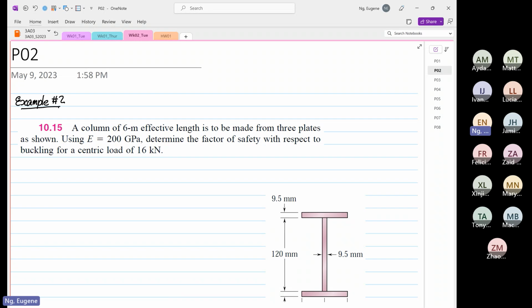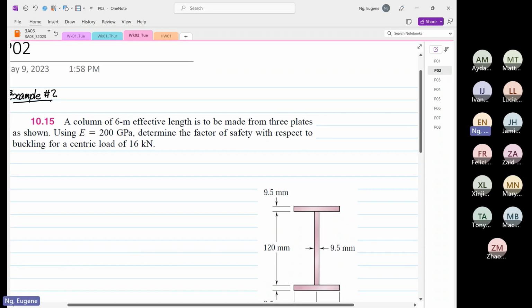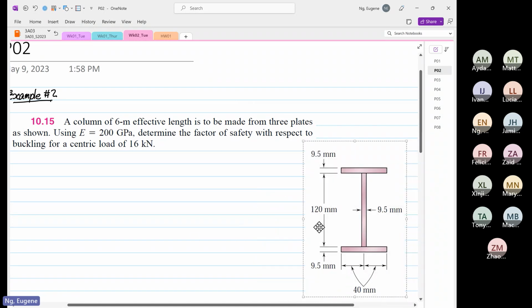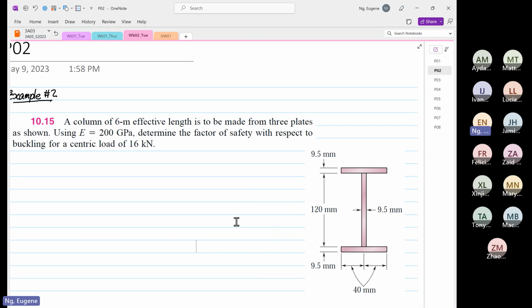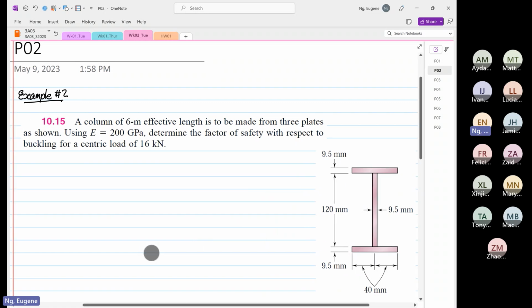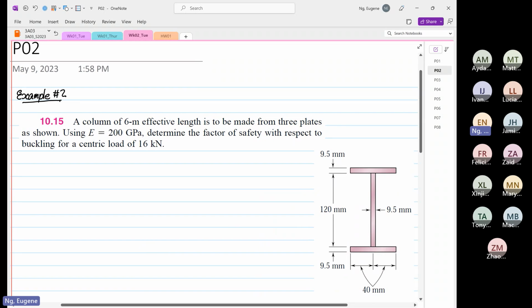We have a column that has an effective length of 6 meters. It's made of 3 plates as shown. These 3 plates are joined together. Using Young's modulus as 200 gigapascal, determine the factor of safety with respect to buckling for a centric load of 16 kilonewton. So what we are given is the effective length.